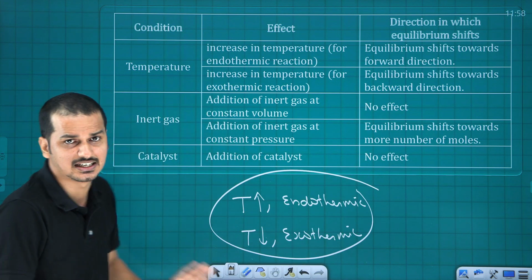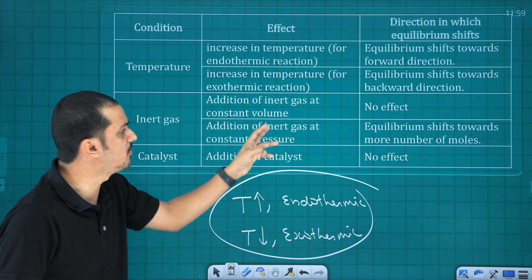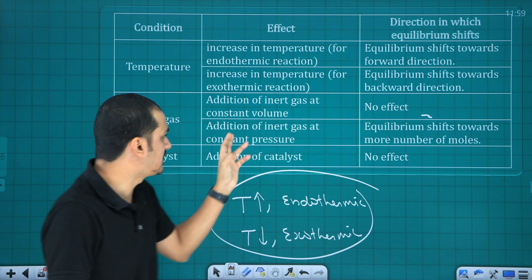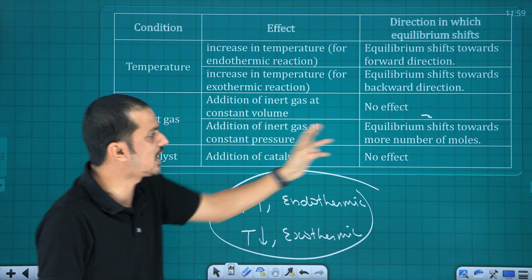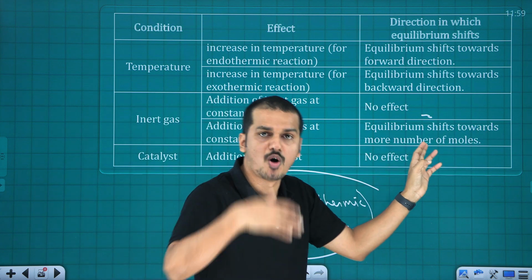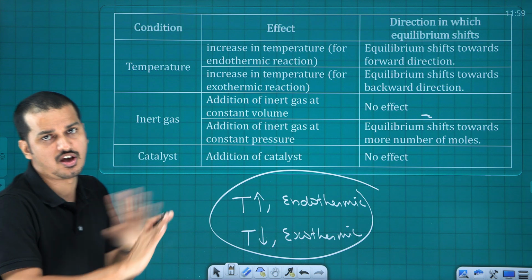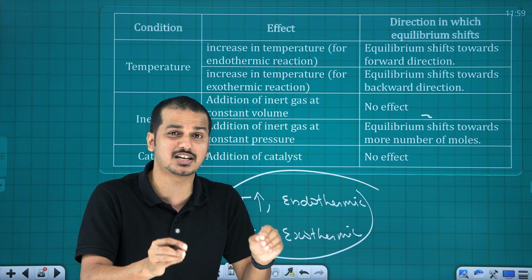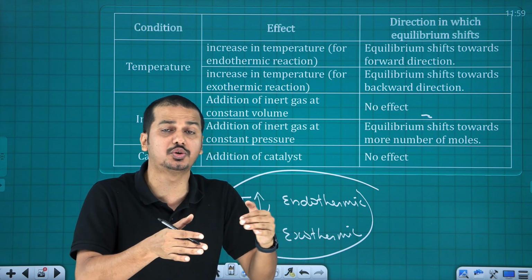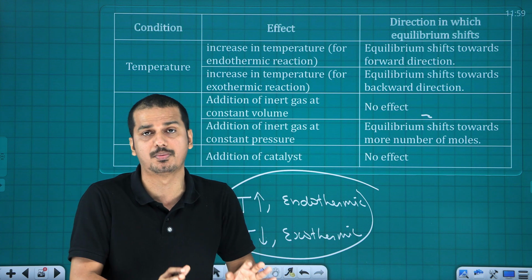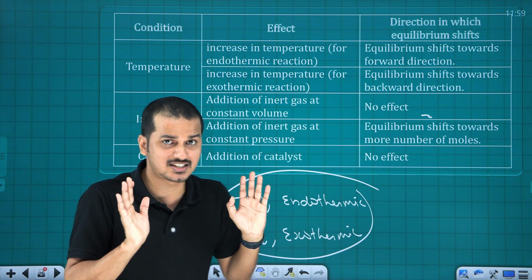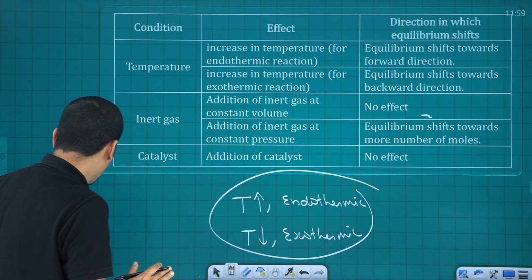And if you are adding inert gas at constant volume, no effect. But if you add inert gas at constant pressure, the equilibrium shifts towards more number of gaseous molecules. Okay, that direction. And catalyst has no effect on the equilibrium position. A catalyst will bring the reaction quickly into equilibrium. Okay, that's all the idea about chemical equilibrium.